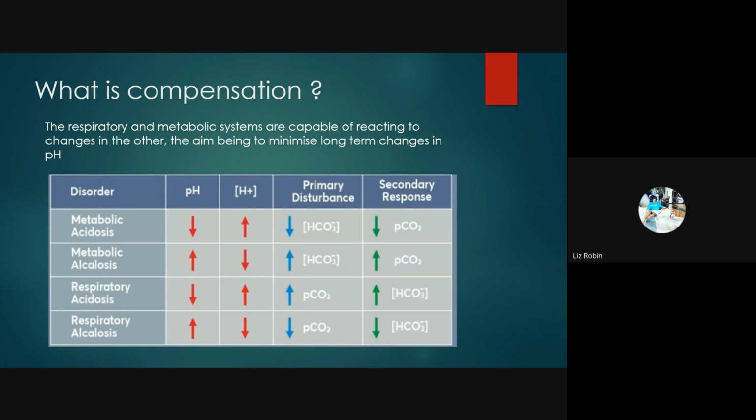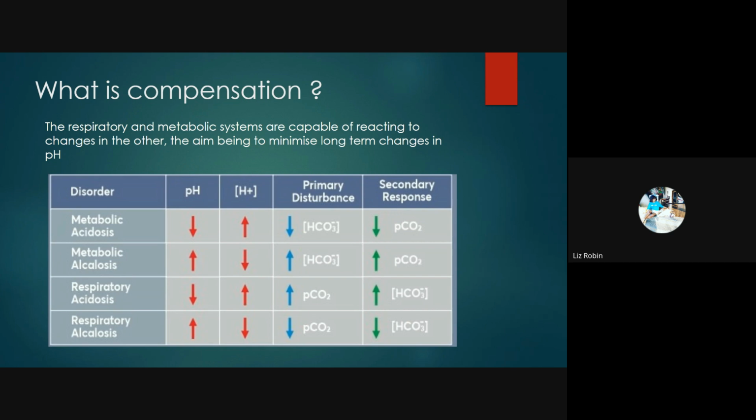If you can see the table, in metabolic acidosis, the pH drops, and the primary disturbance is reduction in bicarb. So the secondary response will be the drop in PCO2, bringing the pH to 7.4. Now moving on to alkalosis, if you can see the pH, the arrow is pointing up, indicating that it's alkalosis. The primary disturbance over here is an increase in bicarb. So what does the body try to do? It tries to increase the PCO2 levels so that the amount of acid will help in neutralizing this alkali, trying to bring the pH to 7.4. It's a similar phenomenon in both respiratory acidosis and alkalosis as well.